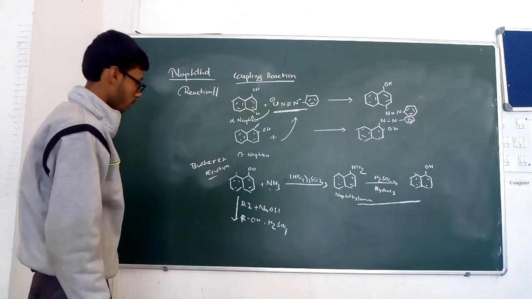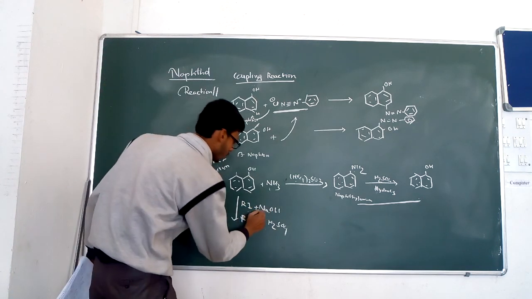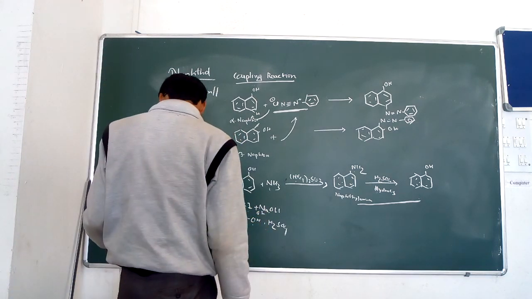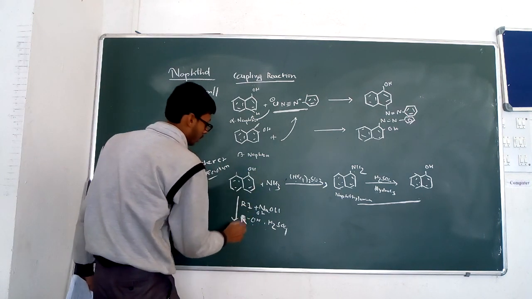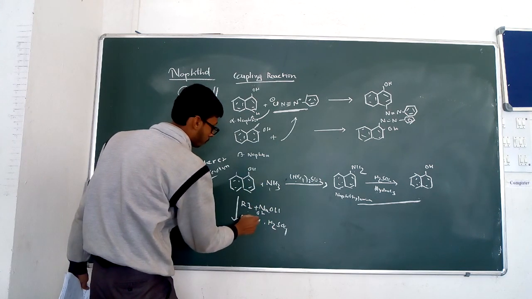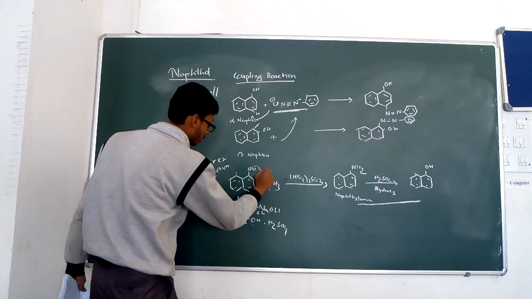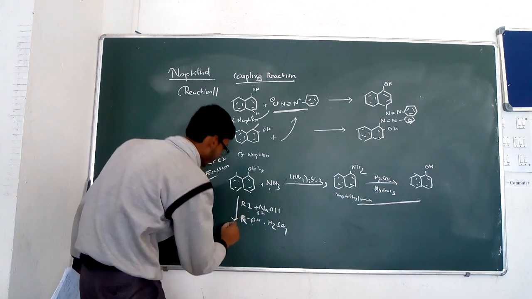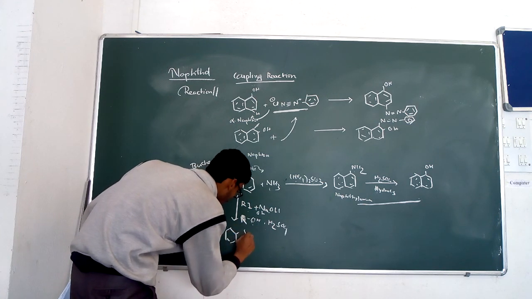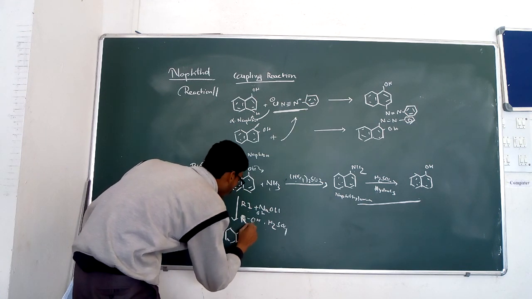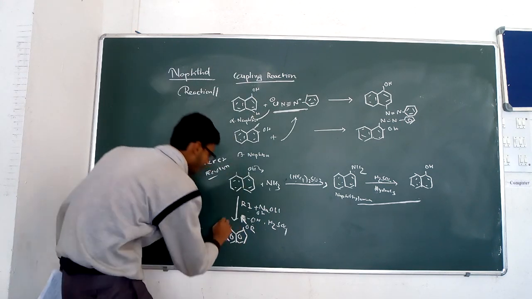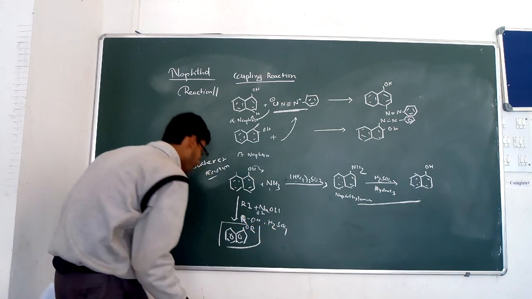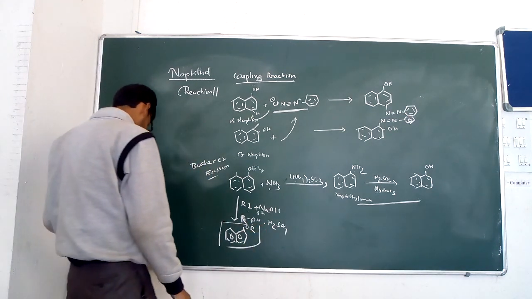If the naphthol reacts with the alkyl halide and sodium hydroxide, or with the reagent alcohol and concentrated H2SO4, that is the R. In the case of alcohol, the H is removed and forms the OR. That is the OR, known as the naphthyl ether.